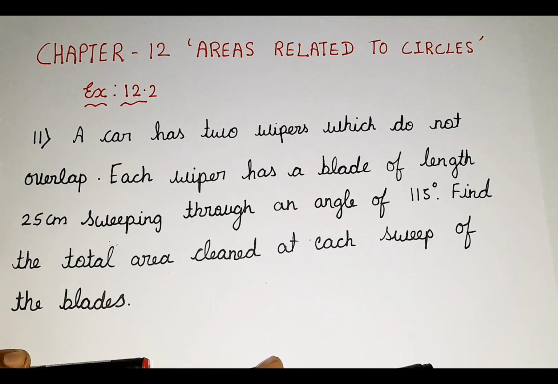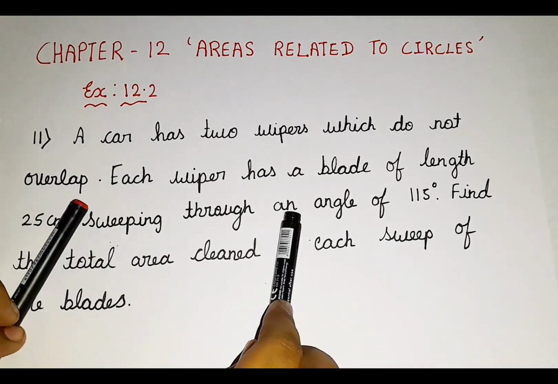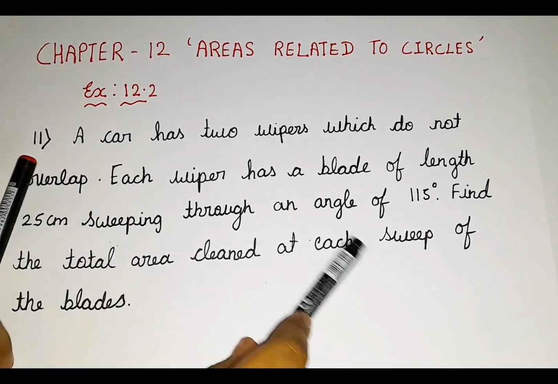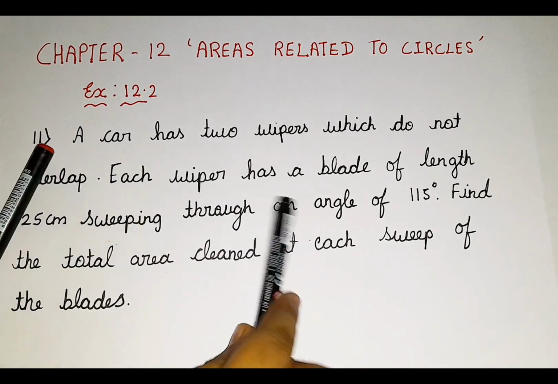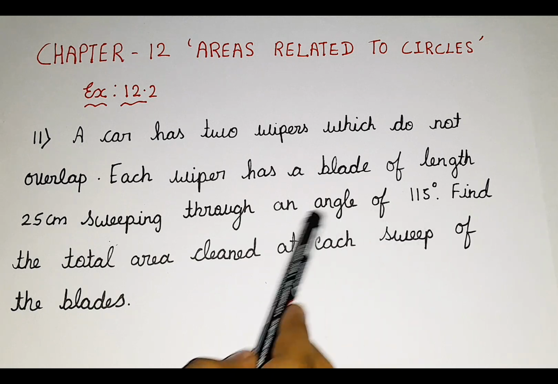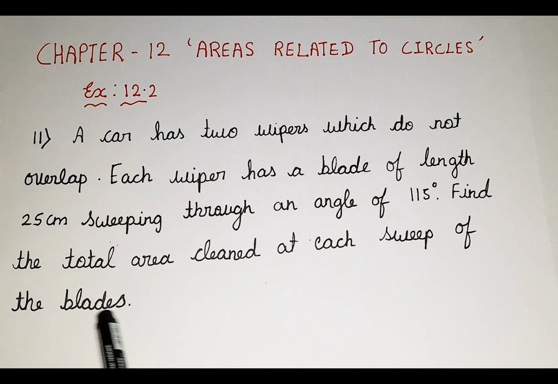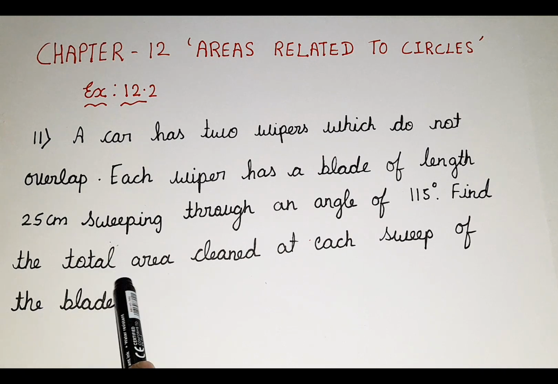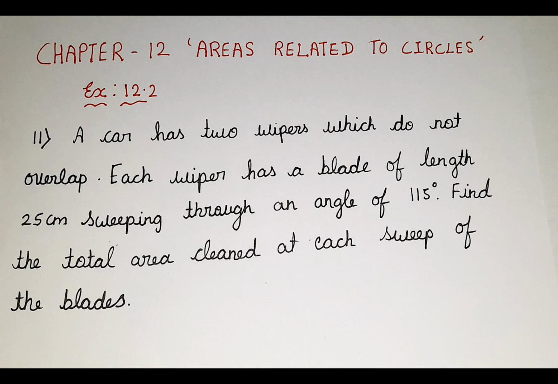Here I just told you, right? When the wiper is on, it cleans this area, this portion, am I right? It is making an angle of 115 degrees. We are supposed to find the total area cleaned at each sweep of the blades, that is, how much area the wipers clean. To find that, first of all let us understand with the figure.